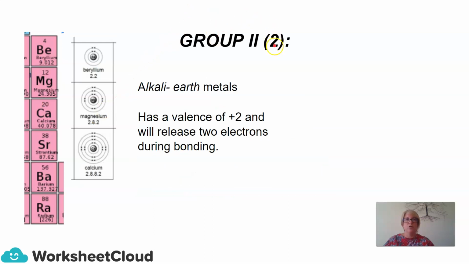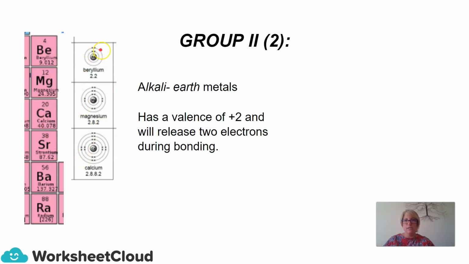If we have a look at group 2, those are known as the alkali earth metals, and the ones there you need to focus on are beryllium, magnesium, and calcium, and they have got a valency of 2. So if we have a look as we move down the periods, period 2 is going to have 2 shells. Period 3 has got 1, 2, 3 shells in the atomic structure. In period 4, we have 1, 2, 3, 4 shells. So as we move down the group, with every period, we increase the number of shells.